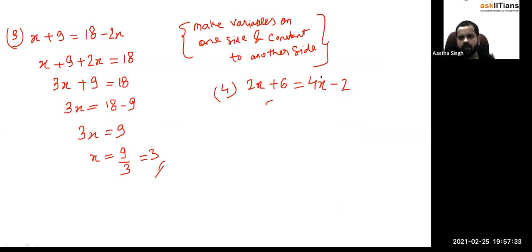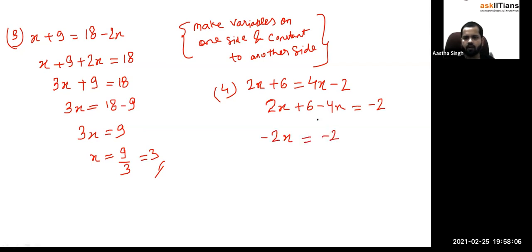What I have said is make the variable on one side. So here 4x will go to another side and it will become minus 4x. So 2x plus 6 minus 4x will be equal to minus 2, right? Like terms have the same variable. So 2x minus 4x will be equal to, 2 minus 4 will be equal to minus 2, right?